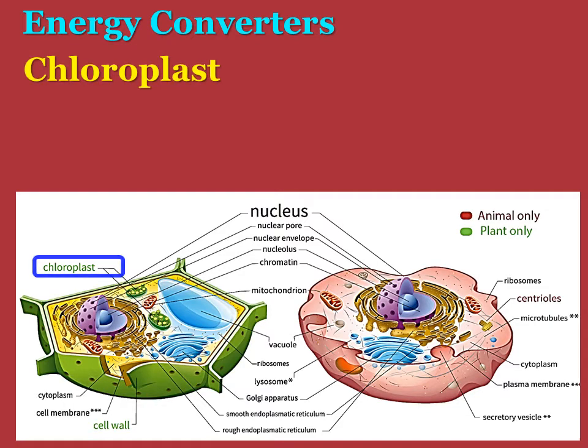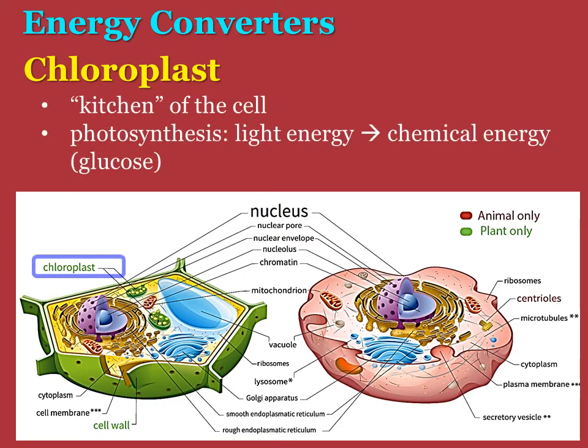Chloroplast is considered the kitchen of the cell since it is responsible for food manufacturing through the process known as photosynthesis. It converts the light energy it captures to chemical energy in the form of glucose. Chloroplasts can be found in plants and photosynthetic algae. Instead of chloroplast, photosynthetic bacteria have membrane-bound internal structures.